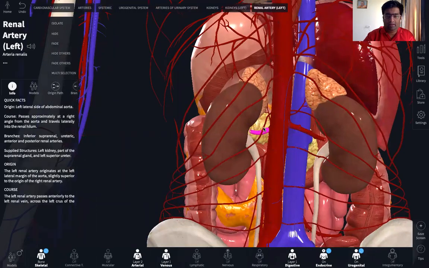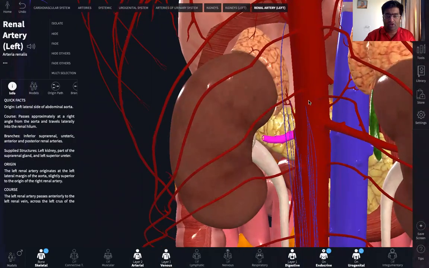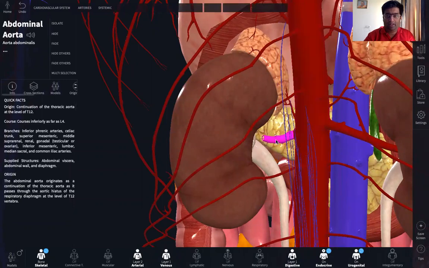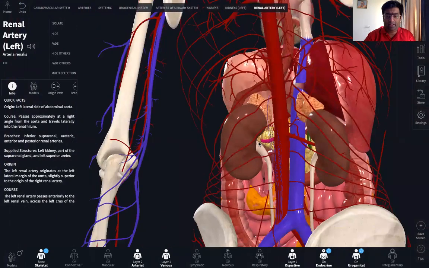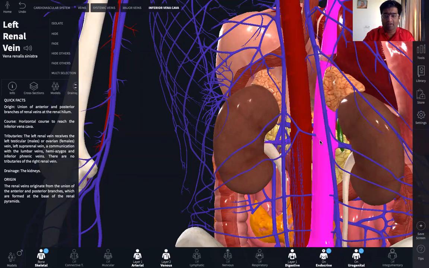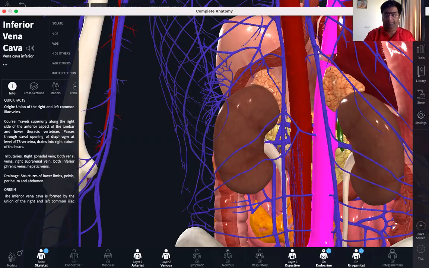Here you can see the renal artery entering the right kidney at the notch. This is the dorsal aorta, and the branch of that dorsal aorta is the renal artery. The renal artery enters each kidney at the hilum or the hilus. This is the renal vein. The renal vein exits the kidney through the hilus, and it joins into the inferior vena cava that will then carry the blood back towards the right atrium of the heart.